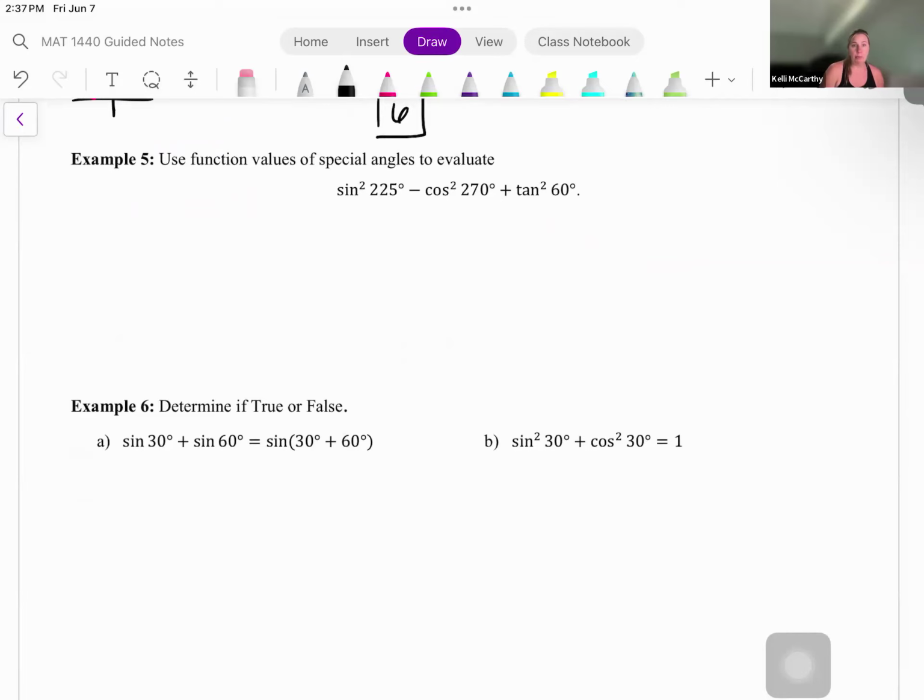So another similar example, we want to find sine squared of 225 degrees minus cosine squared of 270 degrees plus tangent squared of 60 degrees. All right, so starting with theta is equal to 225 degrees, 90, 180, somewhere in that third quadrant. So if theta is equal to 225 degrees, theta prime is going to be 225 degrees minus 180. That's going to be 45 degrees.